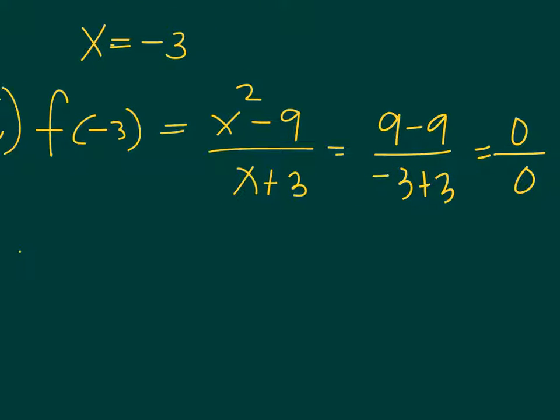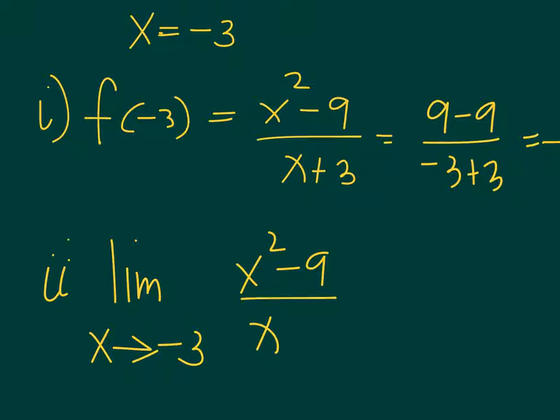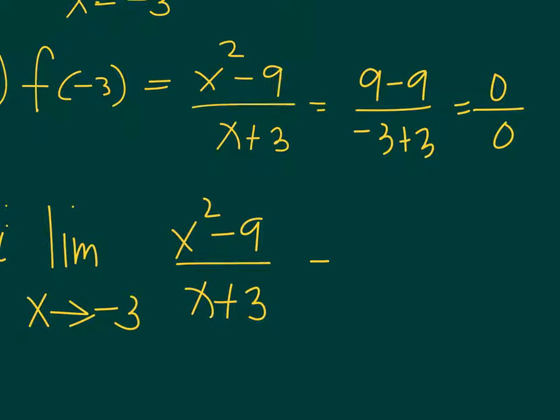But if we work on that for limits, part 1 failed already. It's already discontinuous, but number 2 will tell us what type of discontinuity. So we check what is the limit as x approaches negative 3 of (x squared minus 9) over (x plus 3). Direct substitution will give us, again, 0 over 0. That indicates that we need to do something with the expression so that we could find the limit.